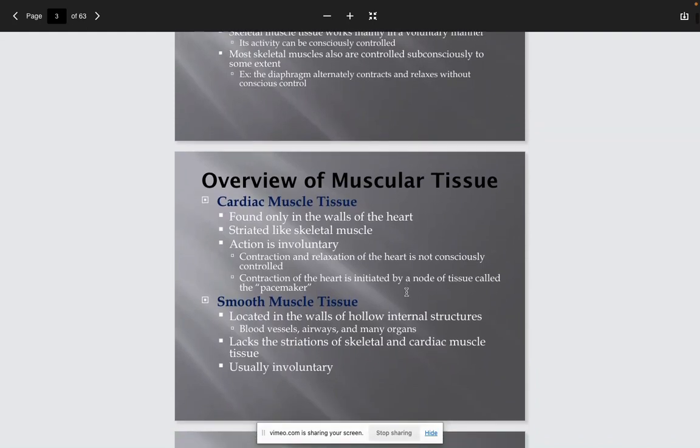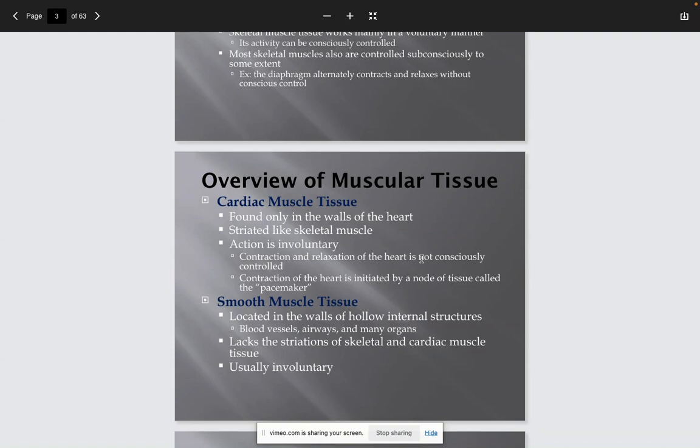So cardiac muscle, remember, is going to be involuntary. It is also striated, much like that of skeletal muscle. It's found only in the walls of the heart. The action is involuntary. We said the cardiac and smooth were both involuntary. We can't really control those. So contraction and relaxation of the heart, we don't consciously control that. It's initiated by the pacemaker in the heart. It's called the SA node, and you'll learn that in Biology 139.